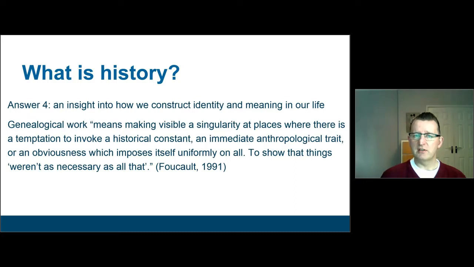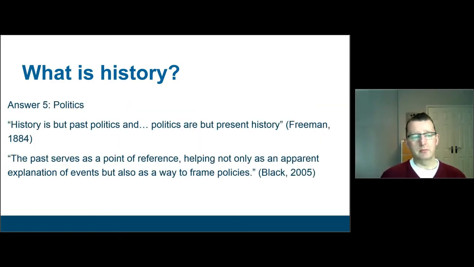So he's very interested in thinking about how individuals are shaped by their society and how that society is shaped by prevailing ideas, and therefore history is used almost literally to construct a sense of the individual. So the fifth answer is simply history is politics. Here's a quote from Freeman in the late 19th century where he summed this up by saying history is past politics and politics are present history.